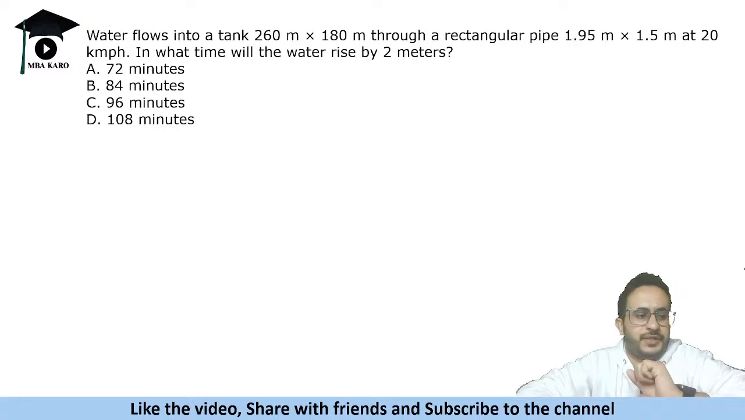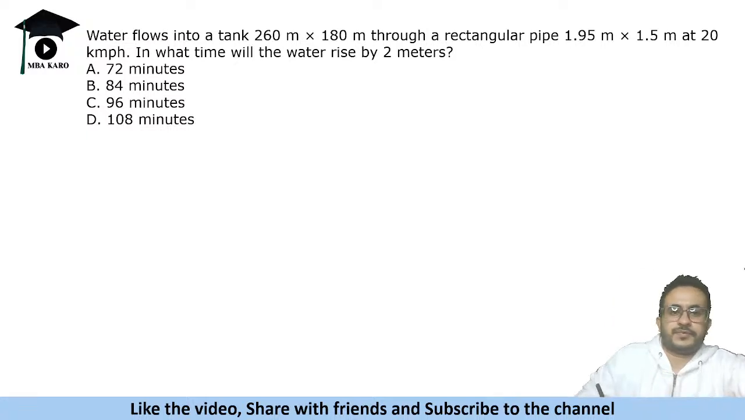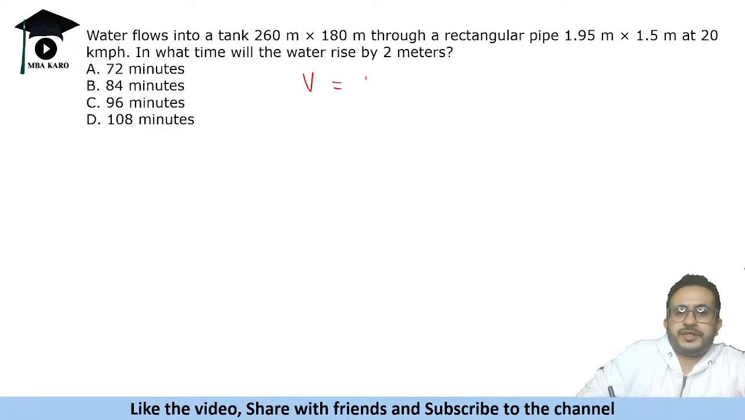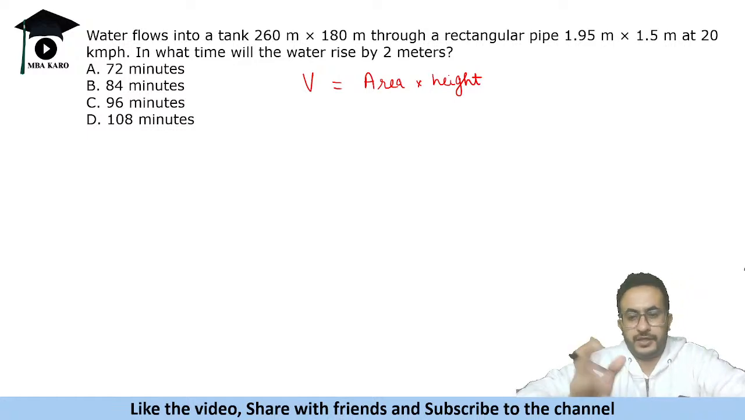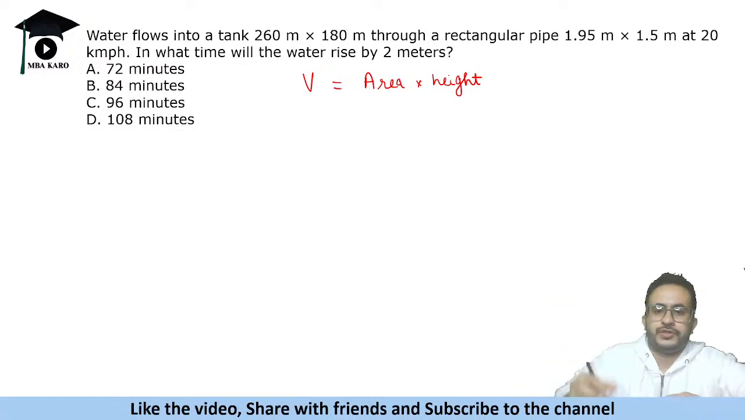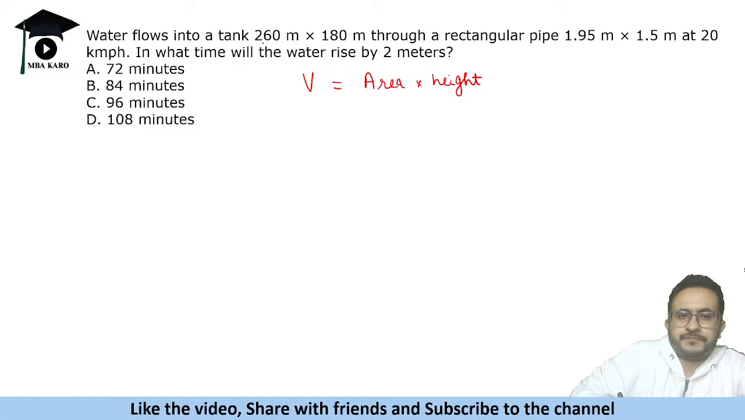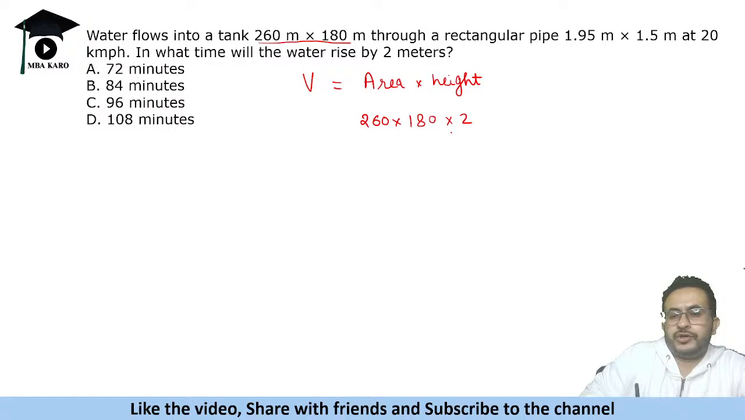So in this, we need to understand that volume is area into height, or like cross sectional area into height, right? So we can find the volume of water. 260 meter into 180. We will not calculate the volume, but we know that it is 260 into 180. It's a rectangular shape, and height is 2. So this is the volume.